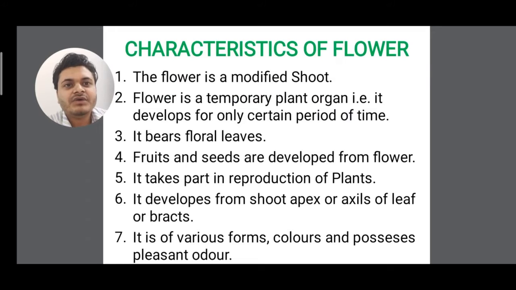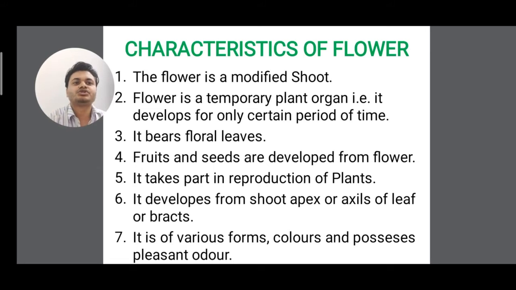Now, what are the characteristics of a flower? See, the flower is a modified shoot. Clear? It is a shoot, but a modified form of a shoot. So flower is a temporary plant organ, that is, it develops for only a certain period of time. Every year at a certain specific time we can see a plant or tree flowering. Throughout the year, 12 months, it cannot flower, isn't it? It has a specific month when it flowers. Clear? So it bears floral leaves. Fruits and seeds are developed from the flower. It takes part in reproduction of the plant.